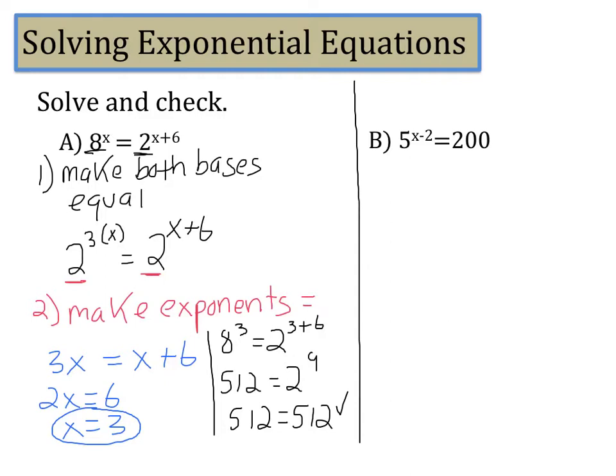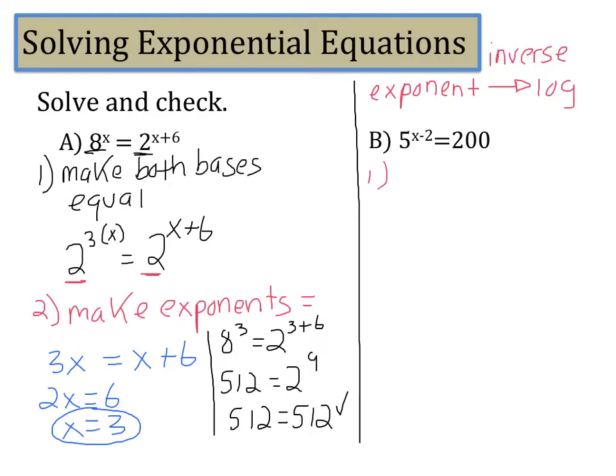Okay, so for the second example, it's a little more difficult to make 5 and 200 be powers of each other. So since we want to do the inverse operation here, we want to take the logarithm of both sides. So whenever we have an exponent equation, if we want to solve for x, we have to do the inverse. And we've learned that the inverse of taking an exponent of both sides is to take the log of both sides. So what we're going to do in our equation is take the log of both sides.